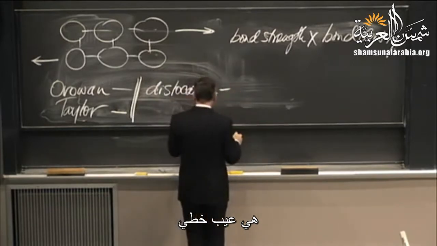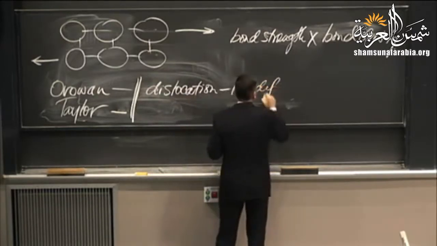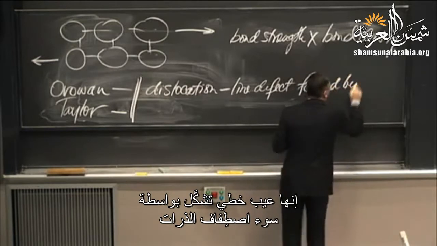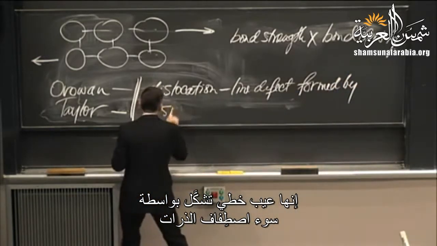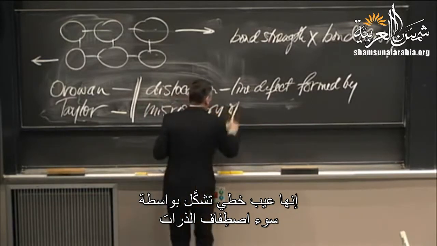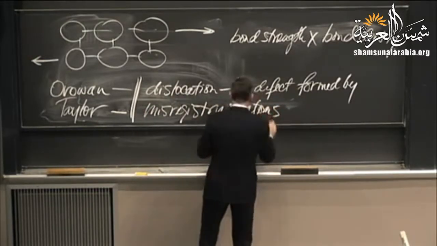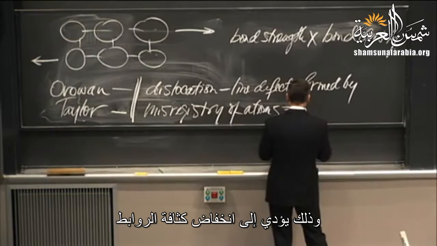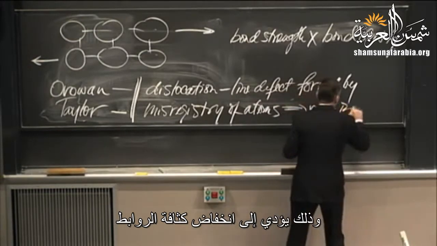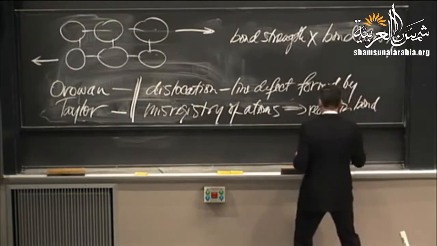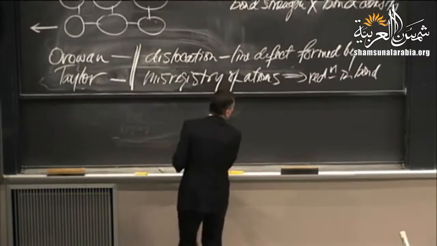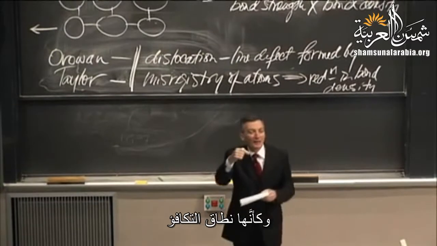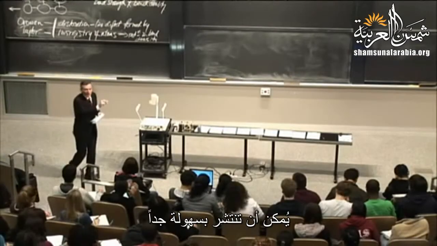The dislocation is, if you like, a line defect. It's a line defect formed by misregistry of atoms. And with the misregistry, that leads to a reduction in bond density. And that broken bond is like the hole, if you like, in the valence band. It can propagate very easily.